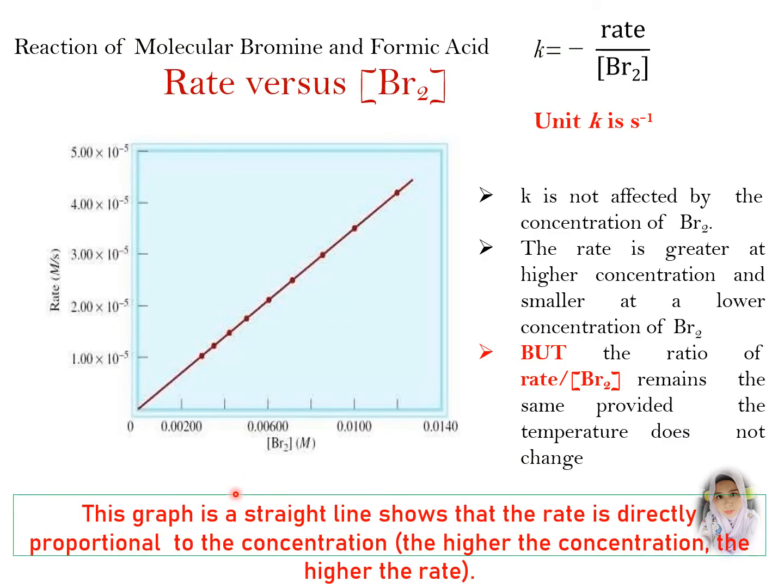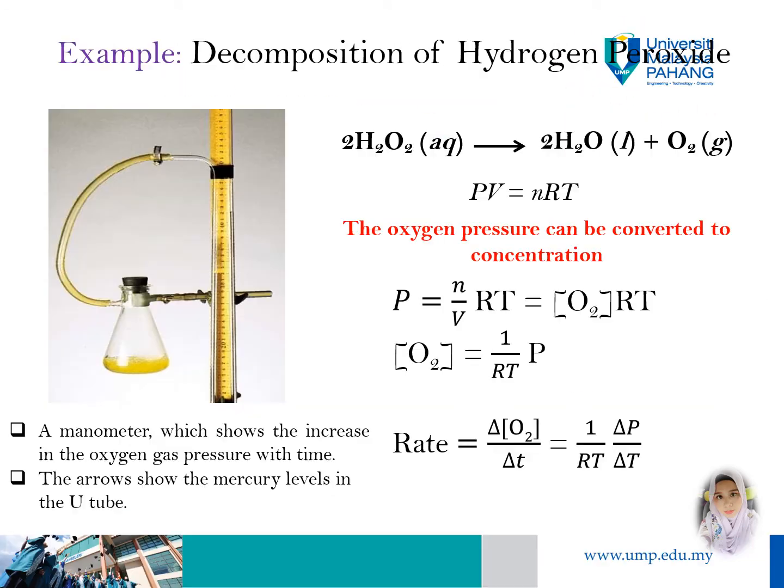So in the plot graph of the rate versus the concentration of the bromine, we can see a straight line, which shows that the rate is directly proportional to the concentration. It means that the higher the concentration, the higher the rate of the reaction between the bromine and the formic acid. Okay, which is K is equal to negative rate over the concentration of the bromine.